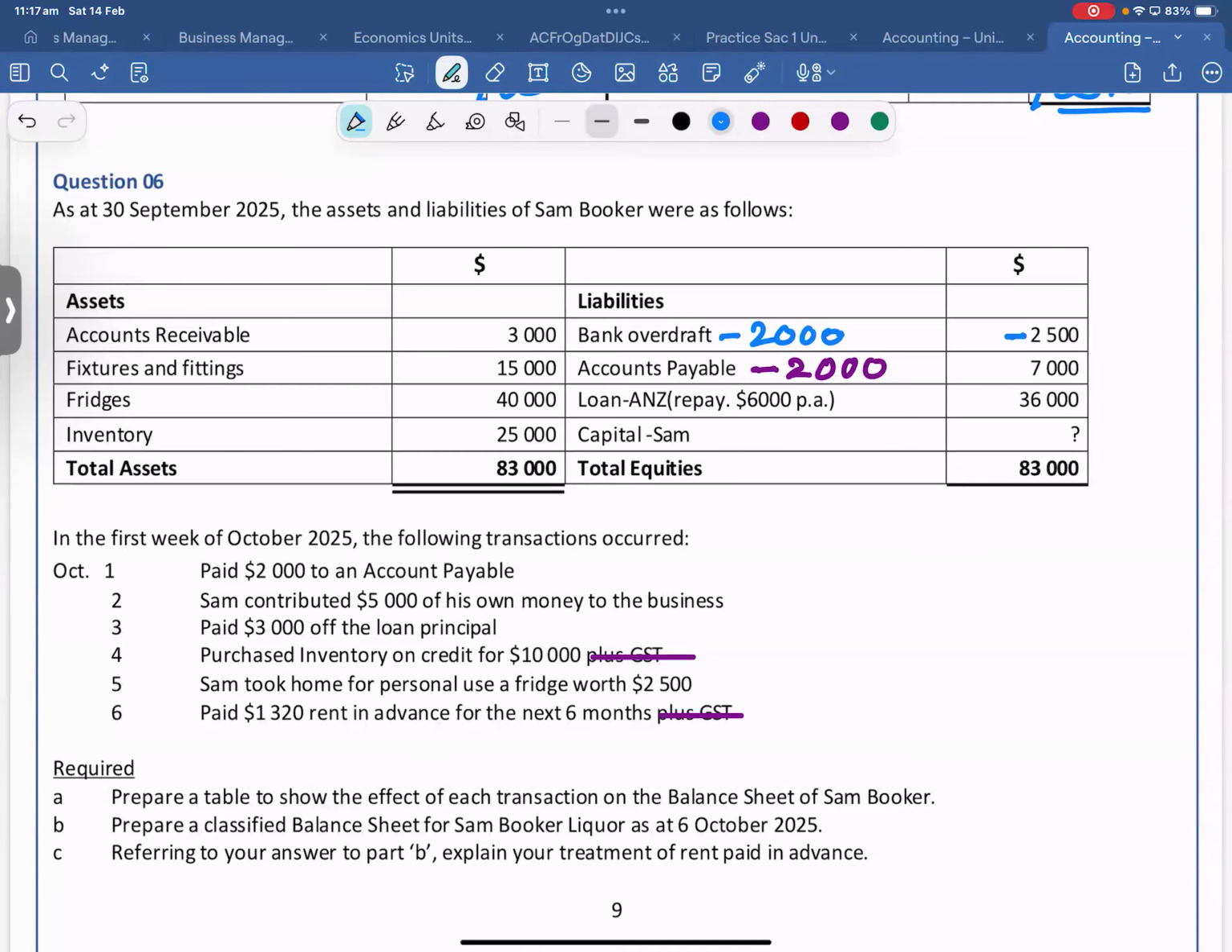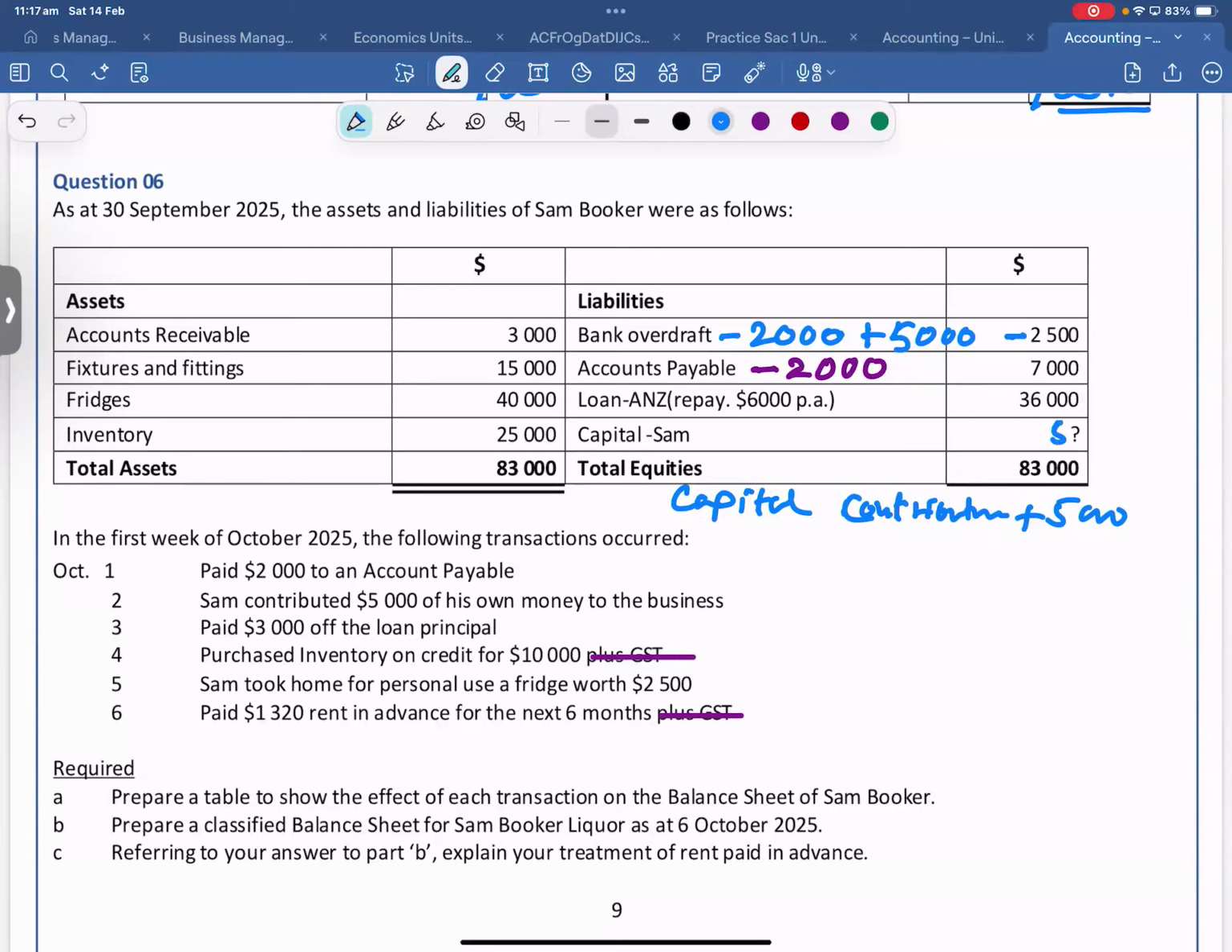Of the 6,000. Yeah, so first we will do this one. Sorry, Sam contributed 5,000. That means we are getting plus 5,000. And then his capital contribution is plus 5,000. Yep. Right. Shall we calculate the capital as well?